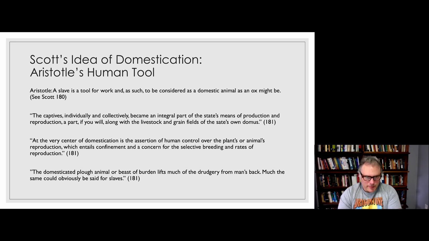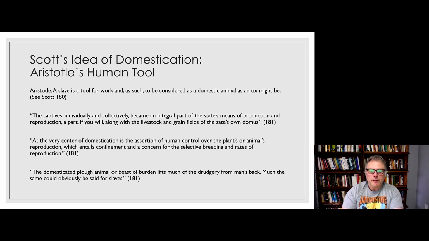The captives, the forced laborers, individually and collectively, became an integral part of the state's means of production and reproduction, a part, if you will, along with the livestock and grain fields of the state's own domus. The domus is this whole little complex, the officials governing production over this domesticated set of property. There's grain and livestock being produced, and it's all pretty close in geographic proximity.